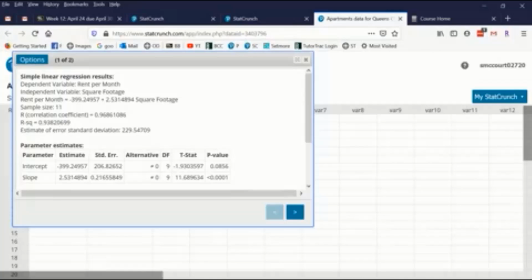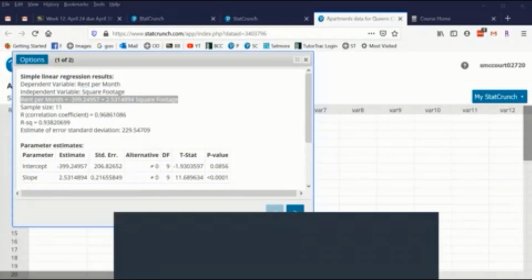With a sample size of 11. I'm just going to copy and paste that, see if that works.